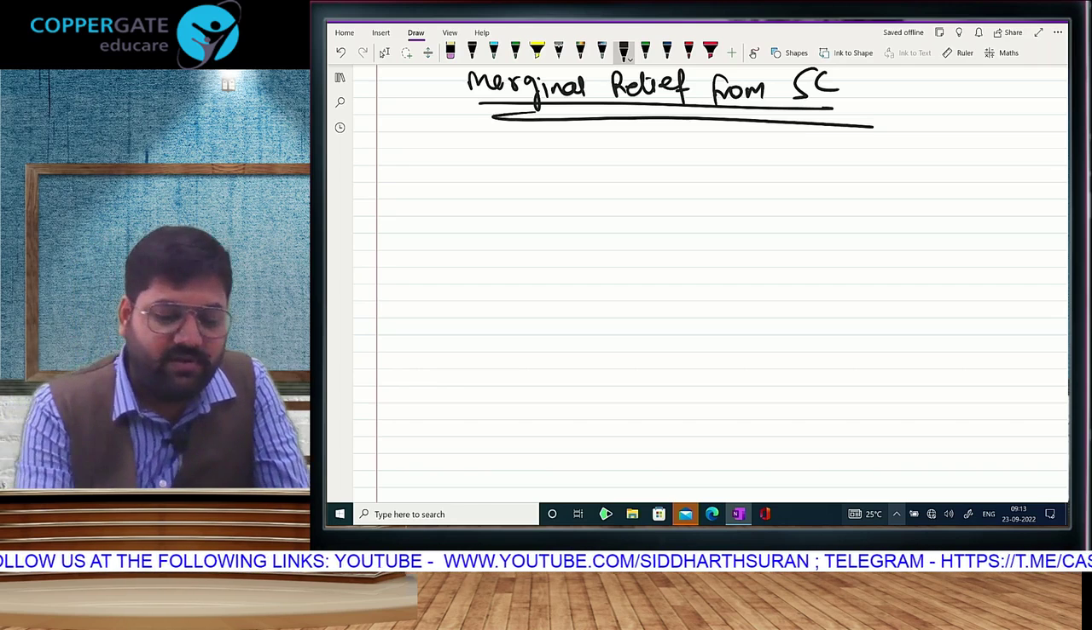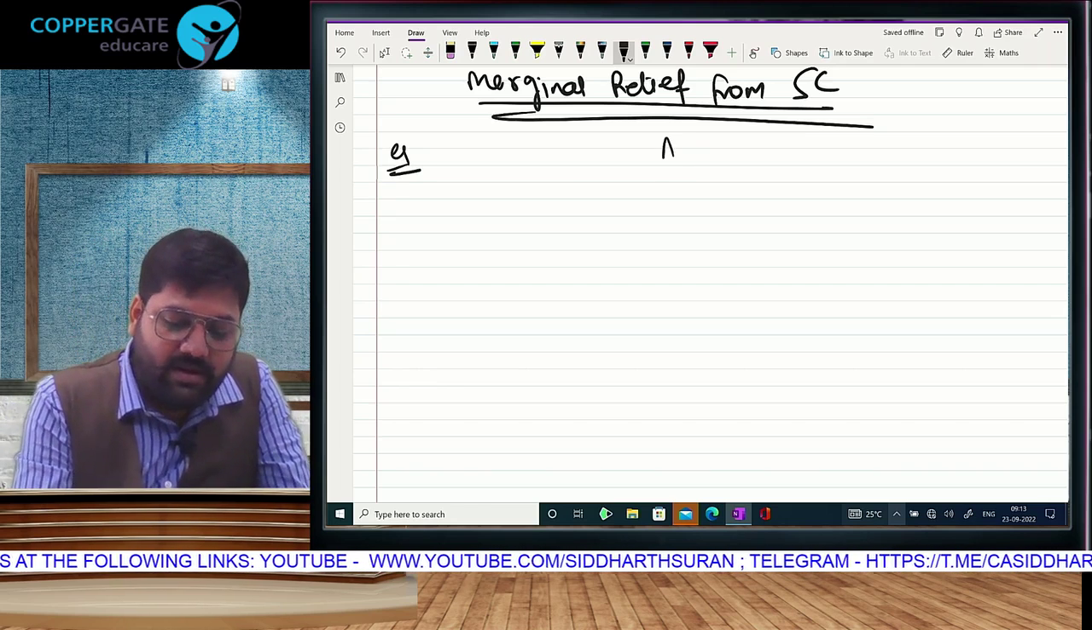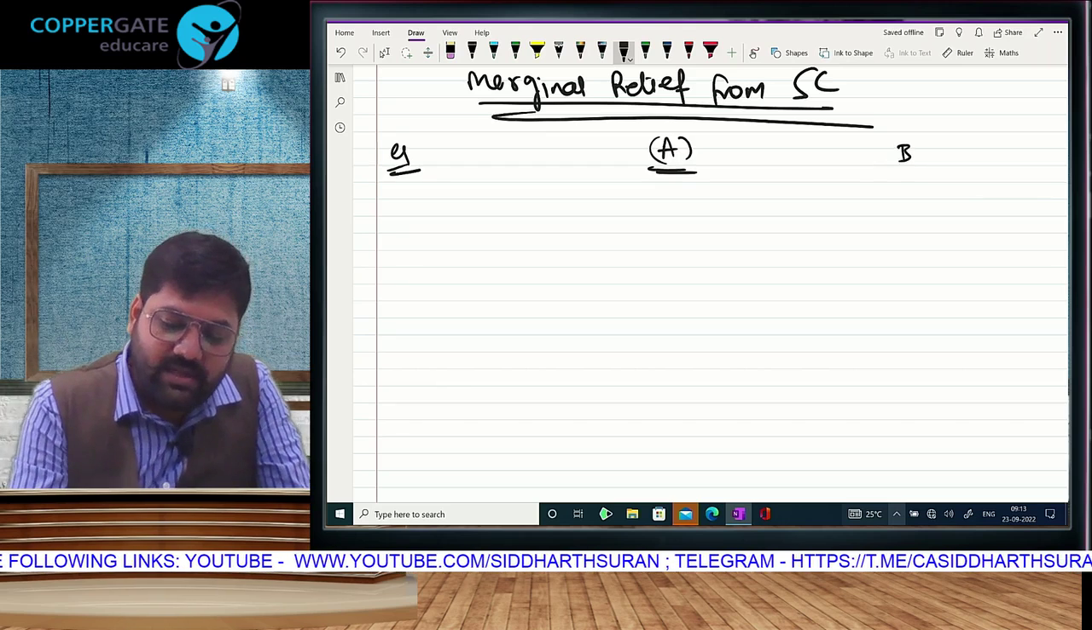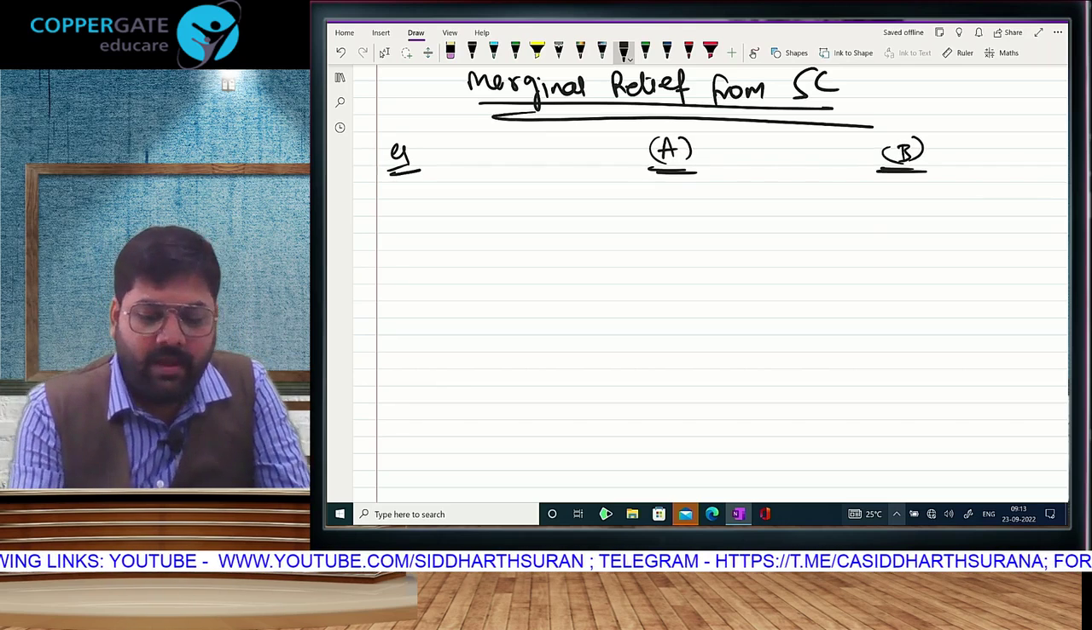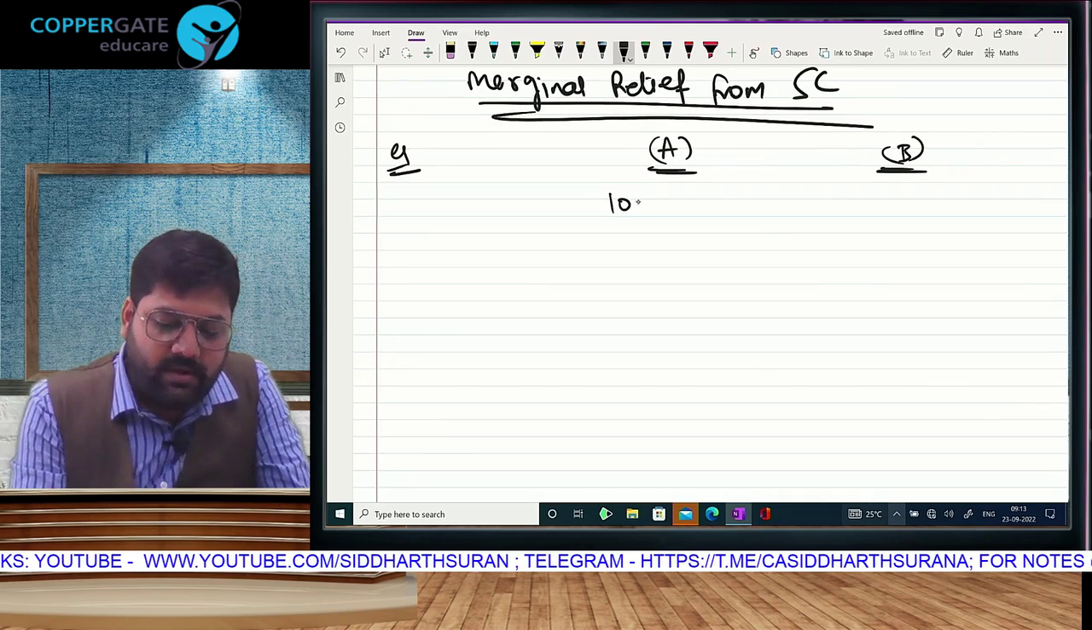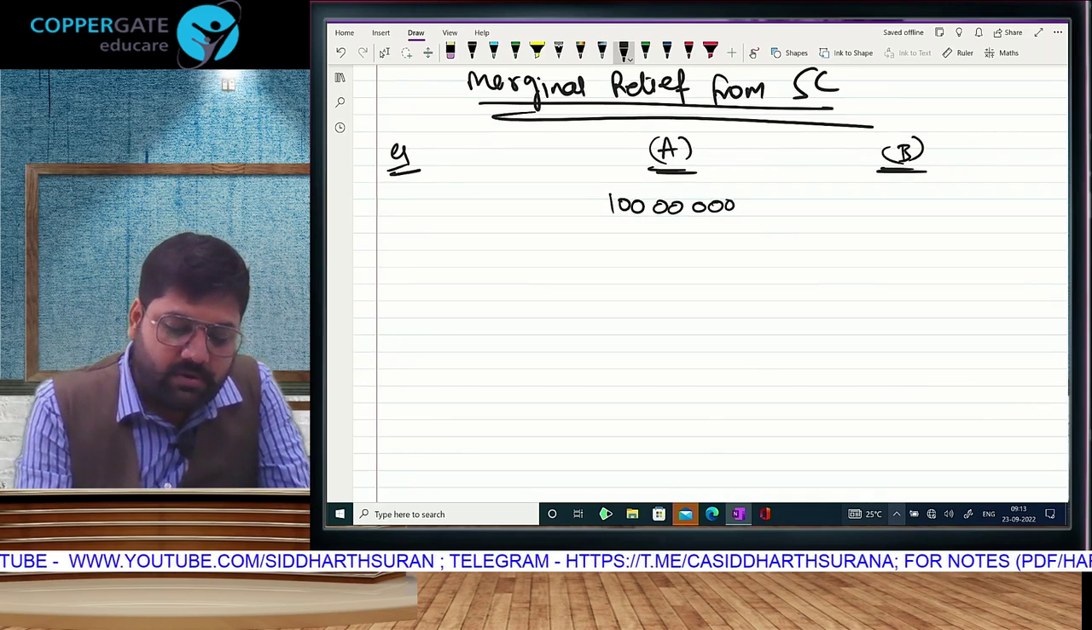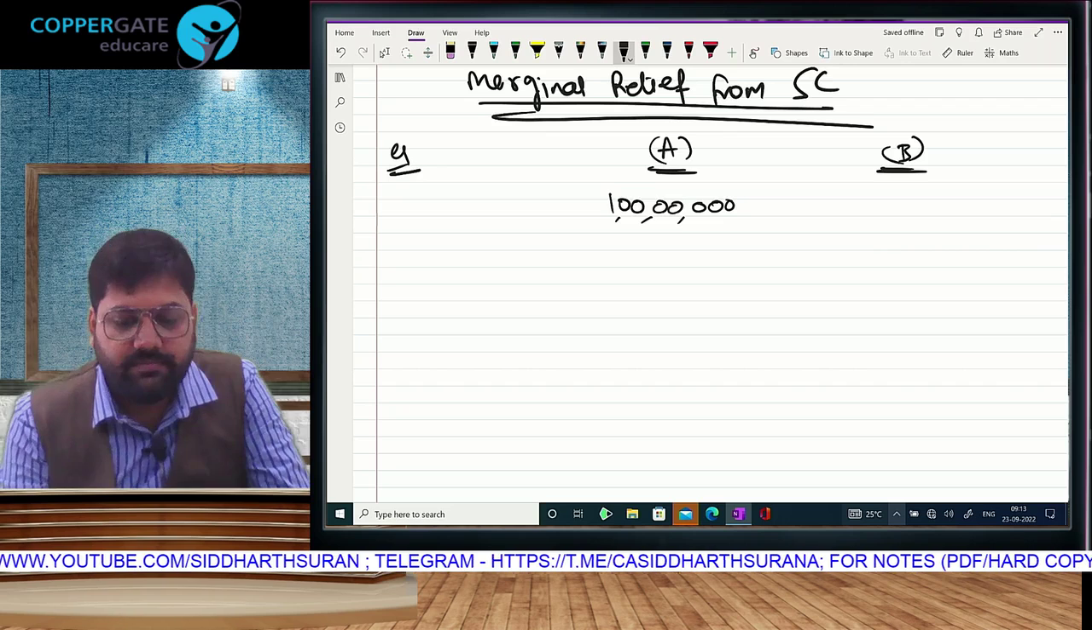What is marginal relief? Understand with the help of an example. I am talking about 2 assessees, assessee A and assessee B. There is assessee A who has earned income of exact 1 crore. 100 lakhs. 1 crore.